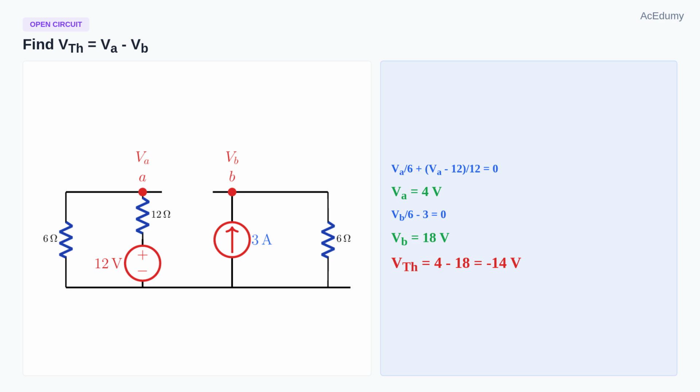For node B, the 3-amp source injects current upward into the node, so VB over 6 minus 3 equals 0. Therefore, VB is 18 volts. So Vthevenin is VA minus VB, which is 4 minus 18, equal to negative 14 volts.